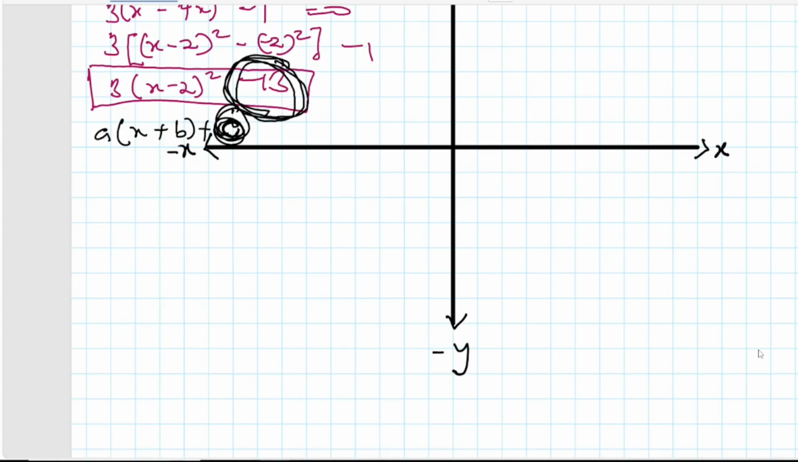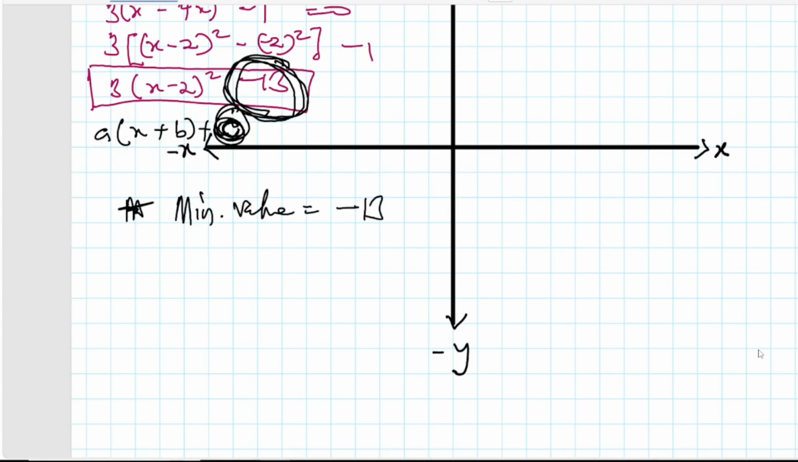The y coordinate of the vertex is called the minimum or the maximum value of the curve, depending on the nature of the curve. So the negative 13 is a maximum value. Sorry, minimum, because it's a minimum curve. So the minimum value is equal to negative 13.